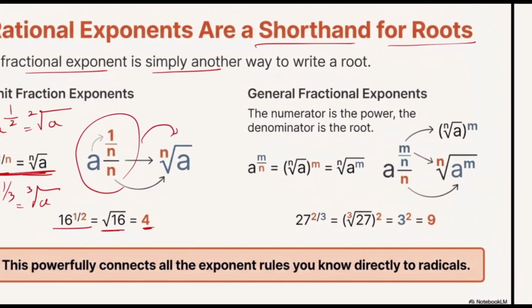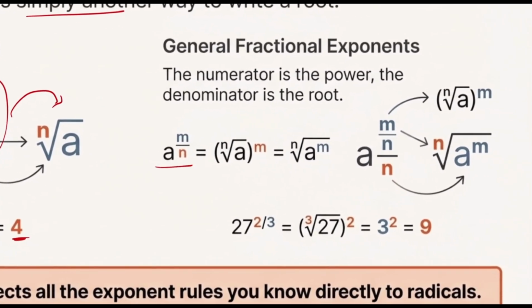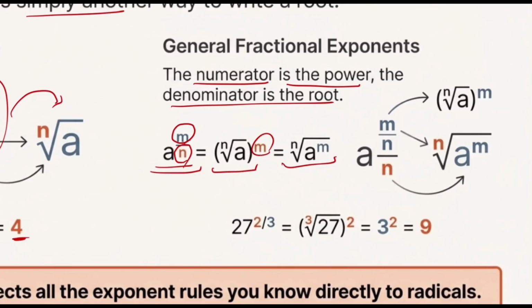What would happen if we do have 2 of them at the same time? It's going to be m over n. So this is going to be general fractional exponent. It means that the numerator is the power, then denominator is the root. My m is going to be the power and n is going to be root. It means that I can write down a to the power m divided by n as root n of a to the power of m or something like that.